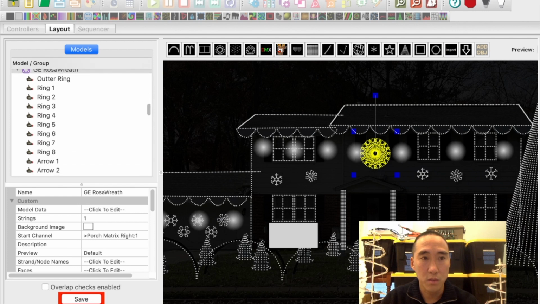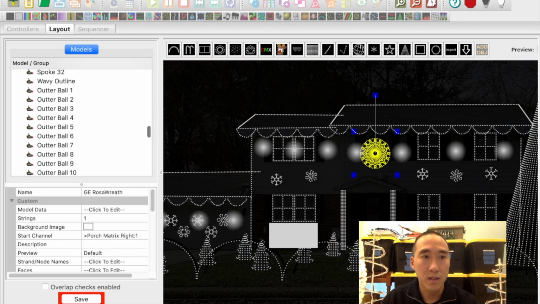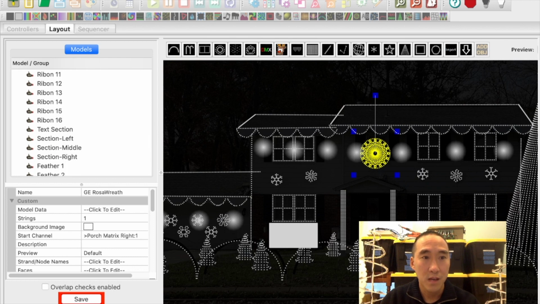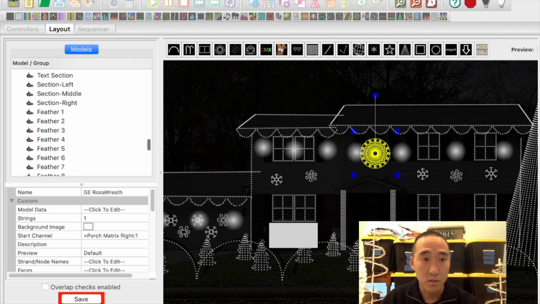Outer ring, bunch of rings, bunch of arrows, bunch of spokes, wavy outline, and outer balls, and ribbons. I also submodeled for left, middle, and right section. That might have already been there, and all these feathers.